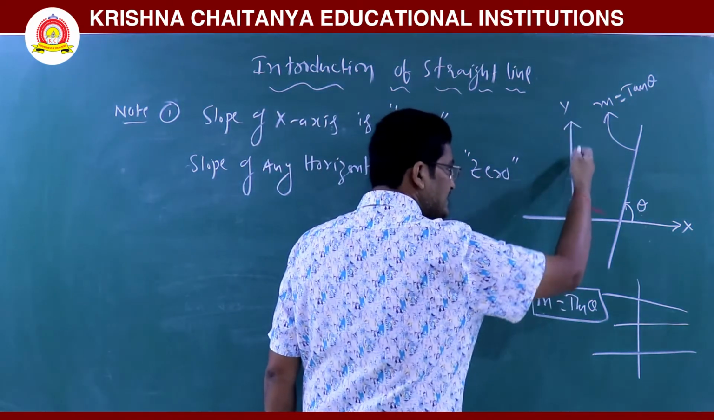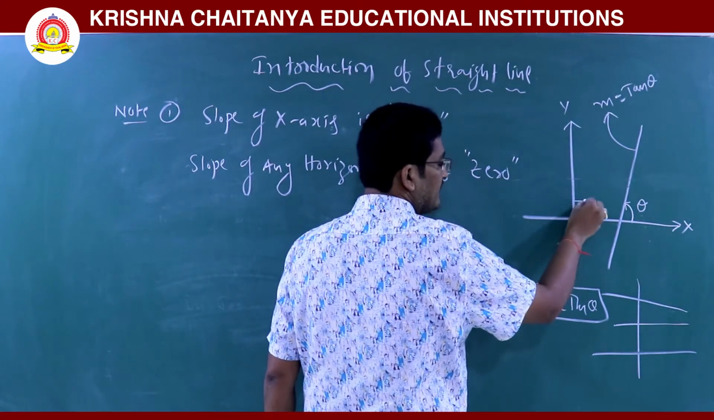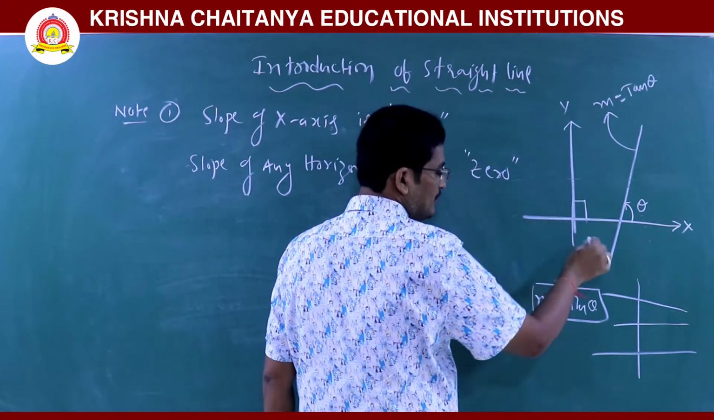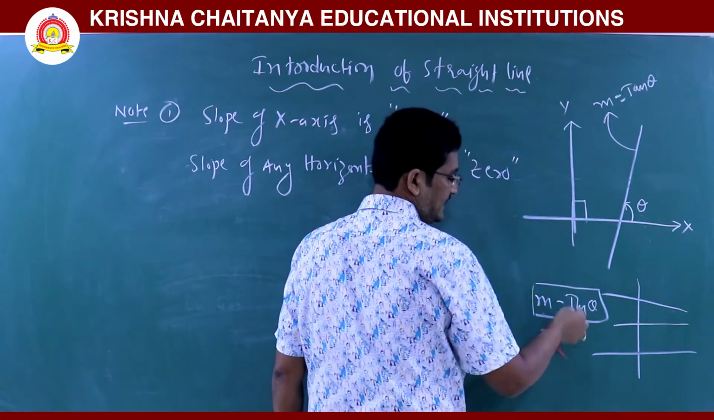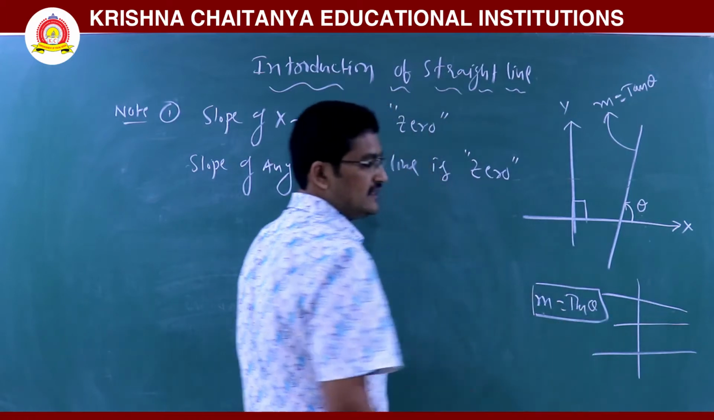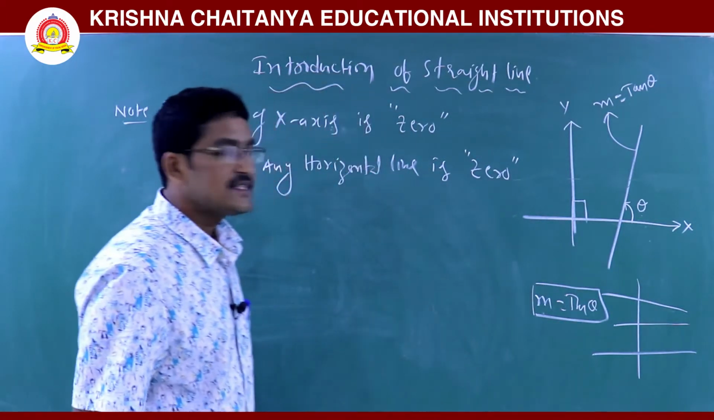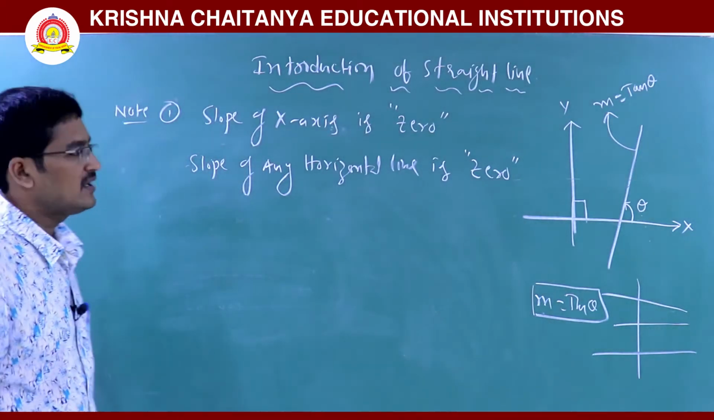If the inclination of y-axis is 90, then what is the slope? Then theta is 90, then slope of the y-axis m is equal to tan 90. What is the tan 90 value? Which is not defined. So, y-axis slope is not defined always. Just you have to remember that one.